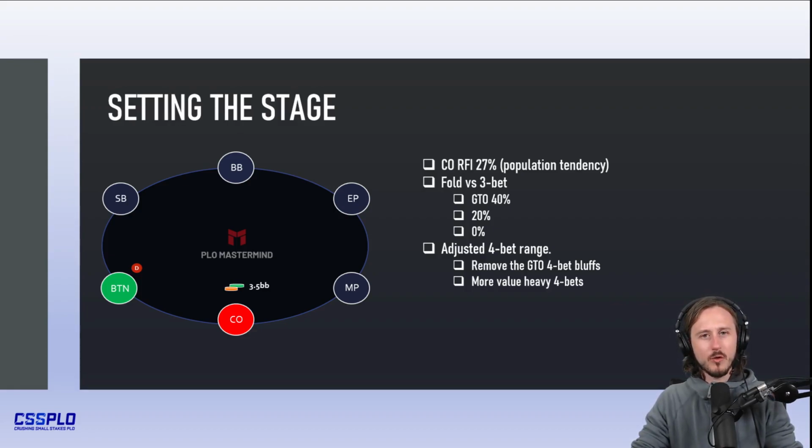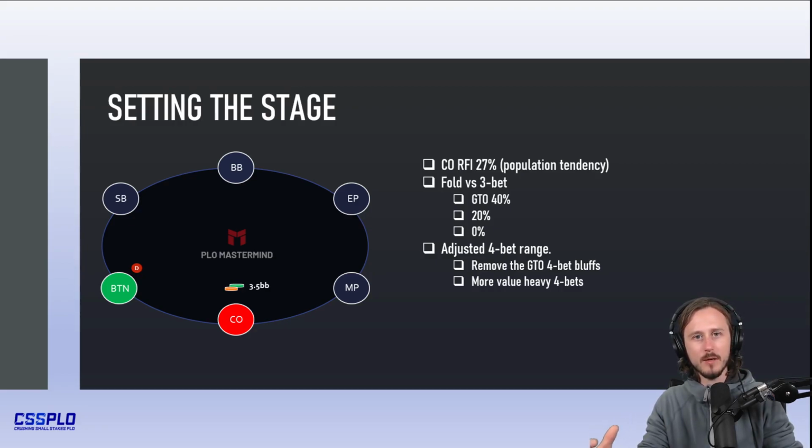So to come up with answers here, we're building simulations. And the first thing that I did here was to look into the cutoff RFI frequency by the population, which is around 27% of the time. So the cutoff RFI for the simulation is set at 27% of the time. And I think this is a quite reasonable number, actually, when you think about it. It's a few percent less than a GTO RFI frequency here.